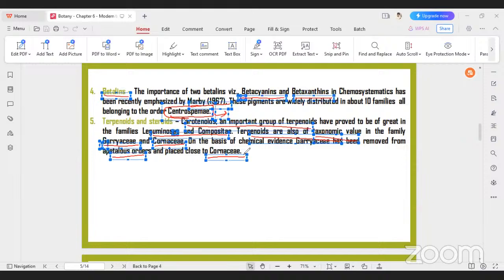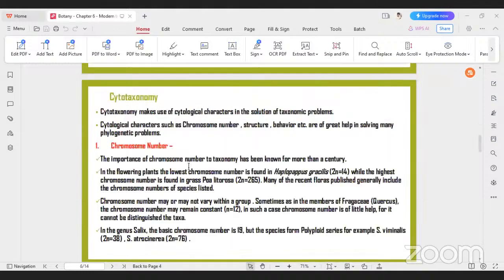And next one, cytotaxonomy. Another one is cytotaxonomy, based on cytological characters.